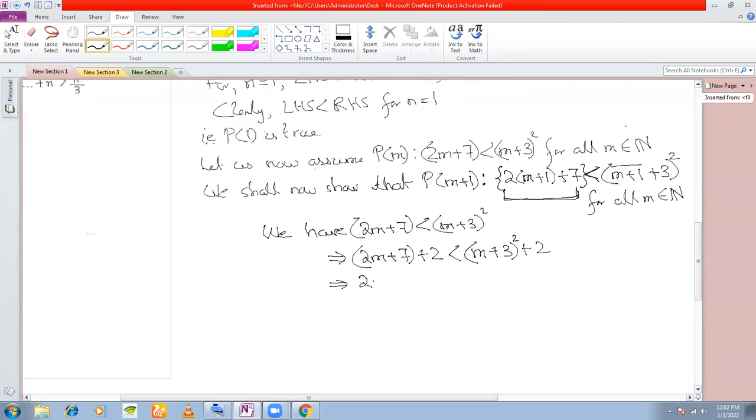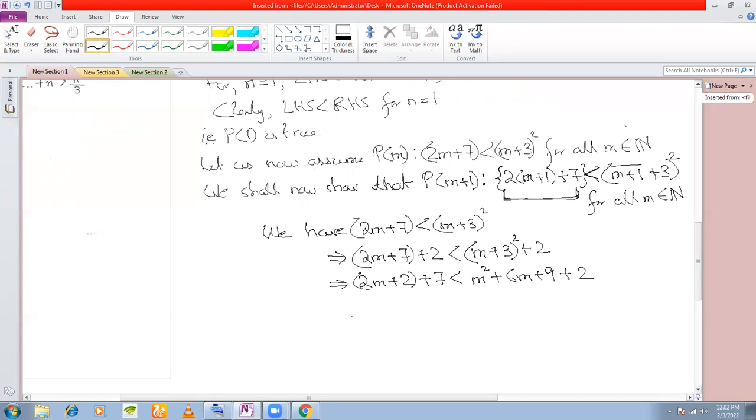So now what we have here? 2m plus 2 plus 7. And here what do we have? If you expand this, m square plus 6m plus 9. This is the expansion of m plus 3 whole square.